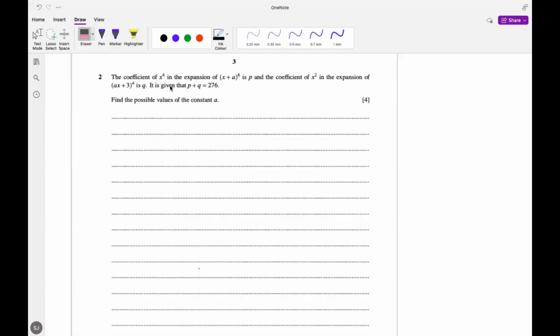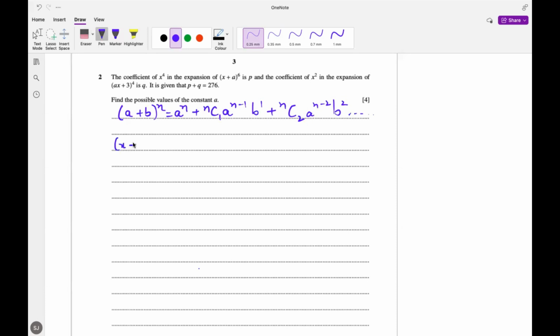In question 2, the coefficient of x to the power 4 in the expansion of (x plus a) to the power 6 is p, and the coefficient of x squared in the expansion of (ax plus 3) to the power 4 is q. It is given that p plus q is equal to 276. We have to find the possible values of the constant a. Now we know that the expansion formula for (a plus b) to the power n is a to the power n plus nC1 a to the power n minus 1 b to the power 1 plus nC2 a to the power n minus 2 b to the power 2, and so on.